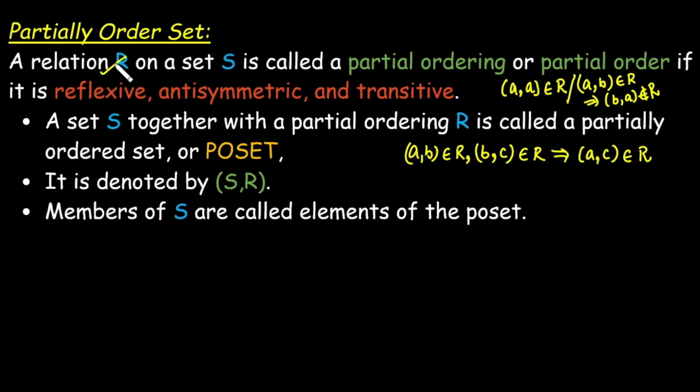If we have a relation that is partially ordered on the set S, we call it a POSET, that is, a partially ordered set. It is represented in this form, where S represents the set and R is the relation on the set S. In this case, the members of S are called the elements of the POSET.